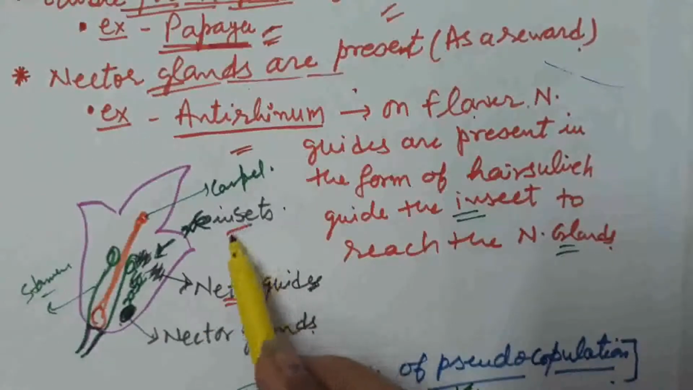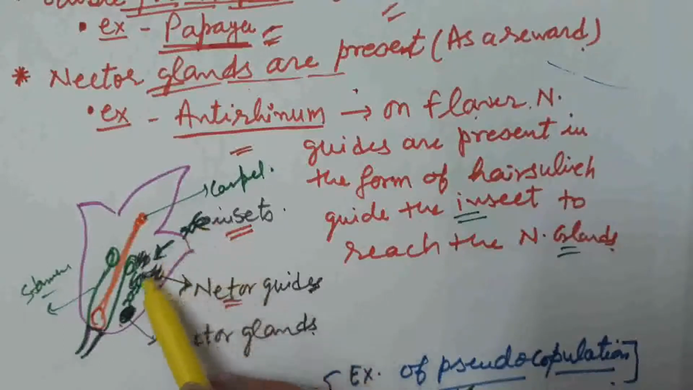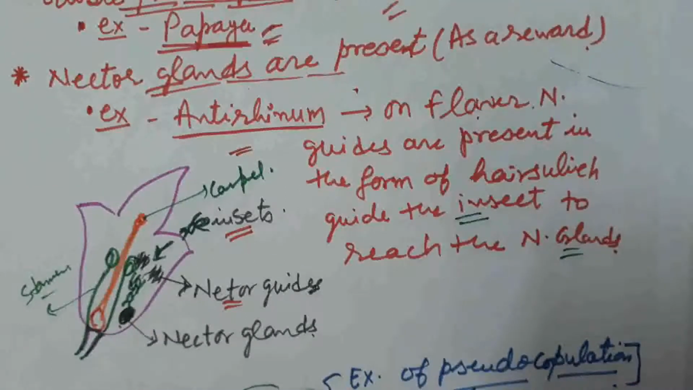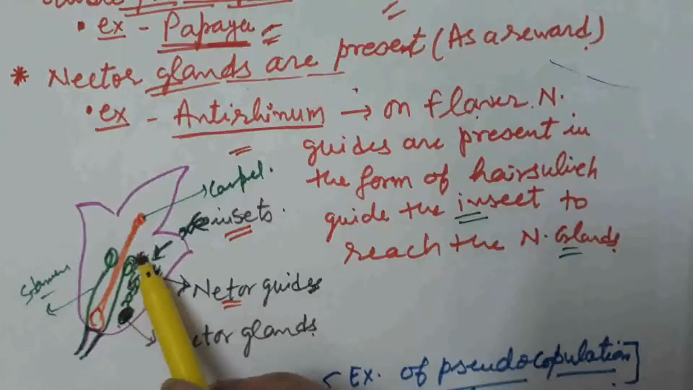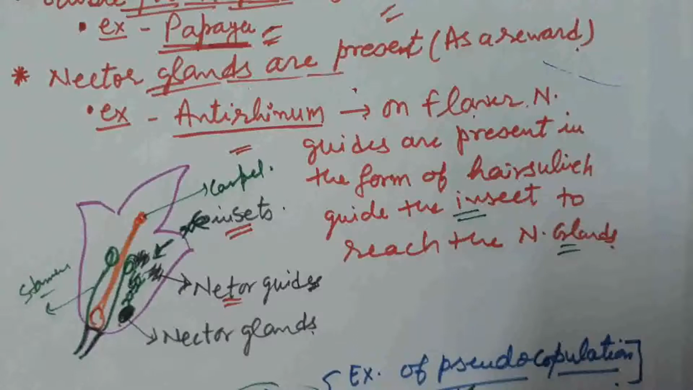When the insects visit the flower, these nectar guides like hairs help the insects to reach the nectar glands, and when the insects suck the nectar from the nectar glands, the stamens release pollen grains, and these pollen grains stick on the back of the insect. When these insects visit the next flower, they release the pollen grains on the stigma of the next flower and help in cross pollination. In this way, cross pollination or entomophily takes place in case of Antirrhinum.